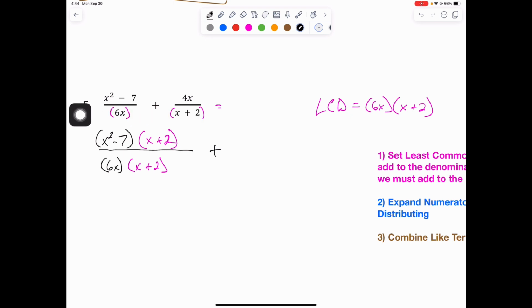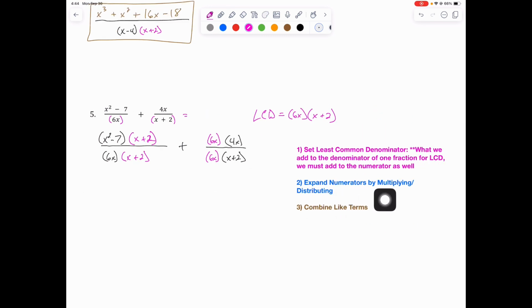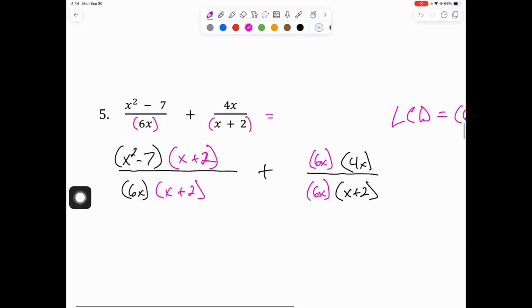Let's do it again. Our 4x is already there. However, I am going to make that second in line just like I did before. And what else is given to us? Well, the x plus 2 is given to us. And then in front, what's missing from that x plus 2 is the 6x. And again, what we do to the denominator, we must do to the numerator. From here, again, expand numerators by multiplying and distributing. So we're doing the exact same thing.